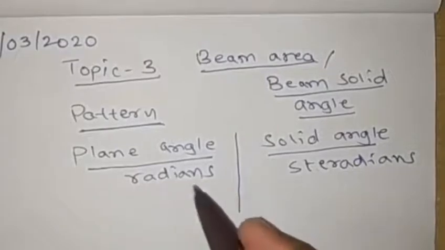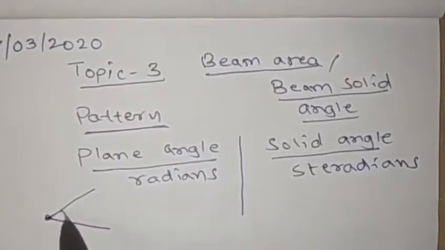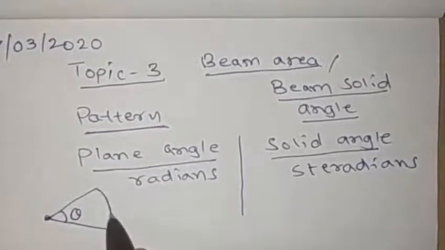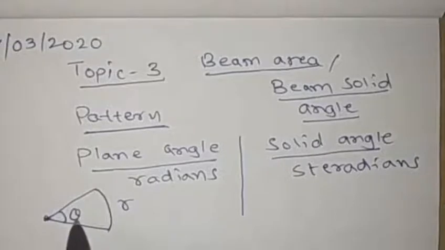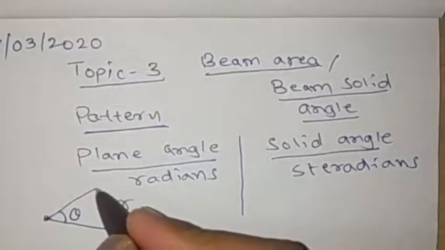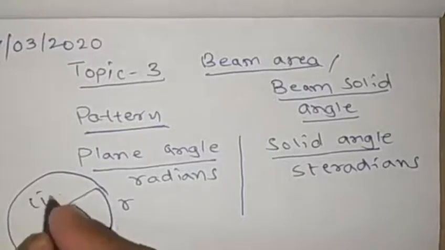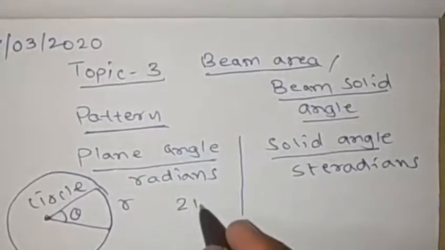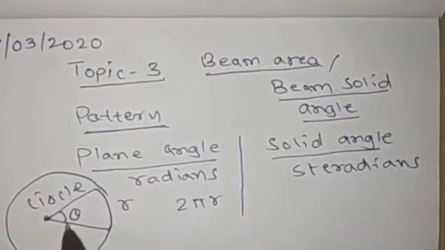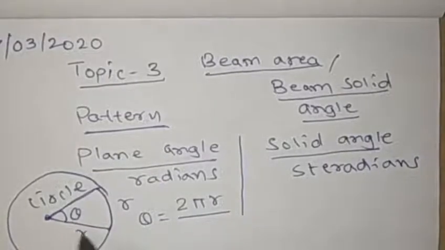Let's first understand quickly what is a plane angle. From a point when there are two lines making angle theta, they cover an arc of length r. So this angle theta can be measured in radians, and if we extend this arc to form a two-dimensional structure, which is a circle, then the circumference of the circle is given by 2 pi r, and the angle theta is given by the circumference divided by the radius. In this case, we consider the radius equal to r.